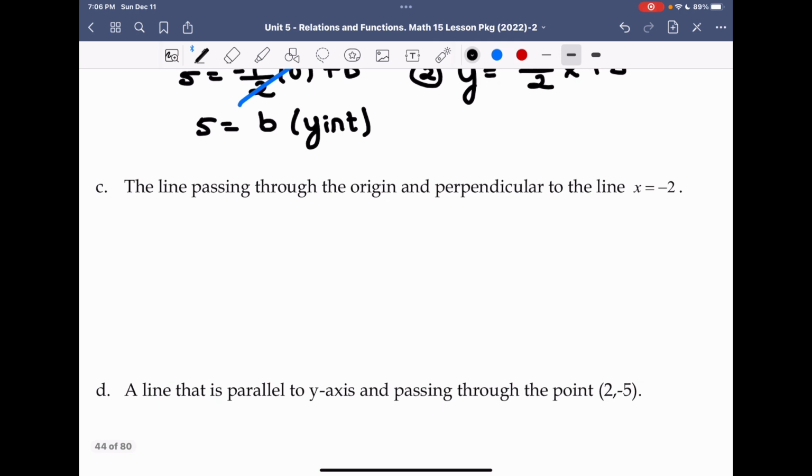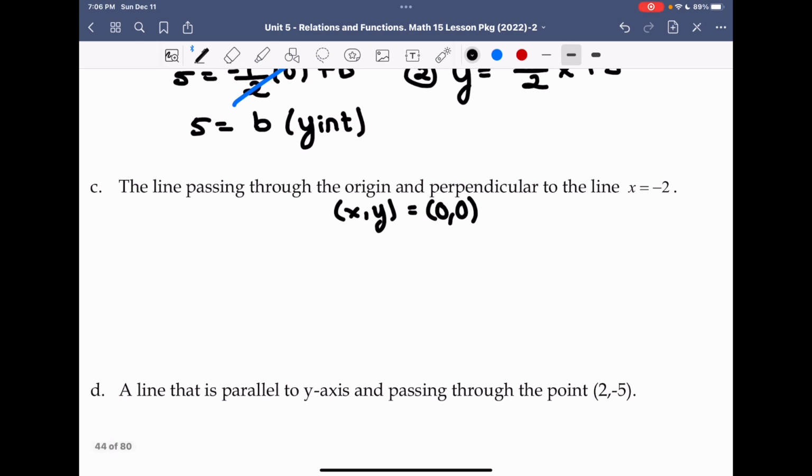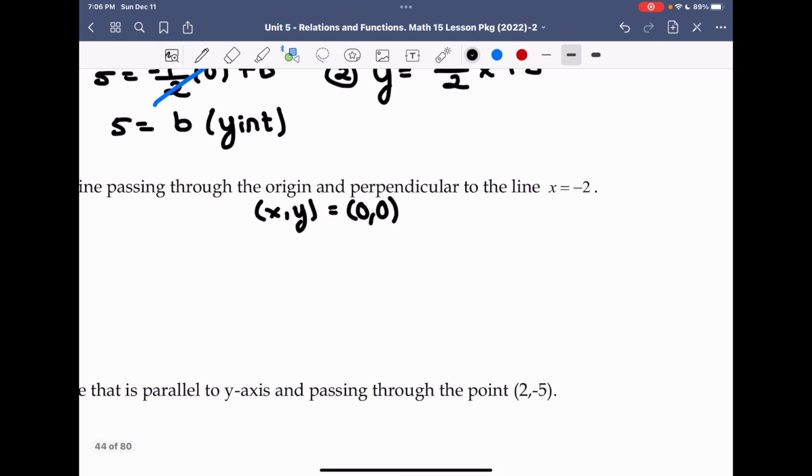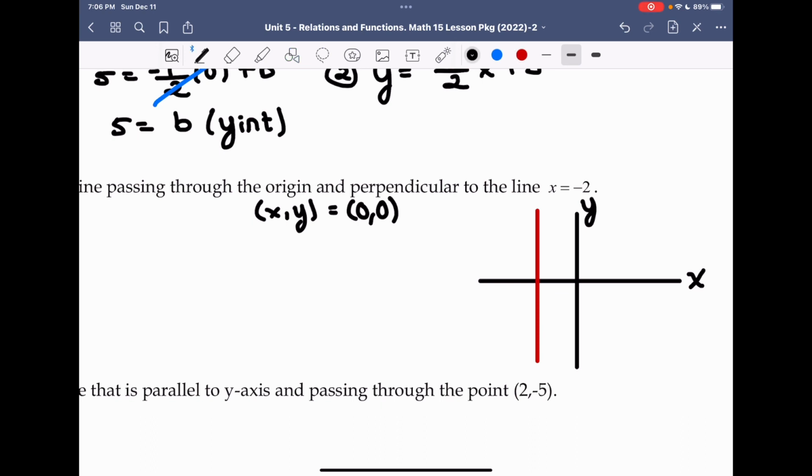The line passing through the origin and perpendicular to x equals negative 2. Okay, well, if they're talking about the origin, that means our x and y is equal to 0, 0. It's right in the middle of the Cartesian plane, and it's perpendicular to the line x equals negative 2. Well, let's think about this graphically for a second. If I draw this and I have x and y, what are they describing? This is a vertical line at x equals negative 2.